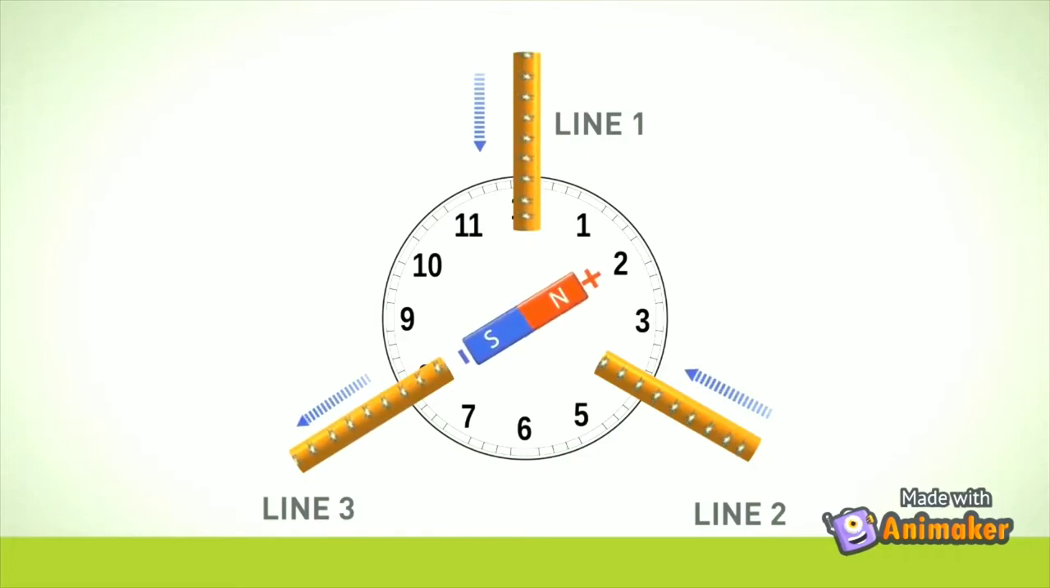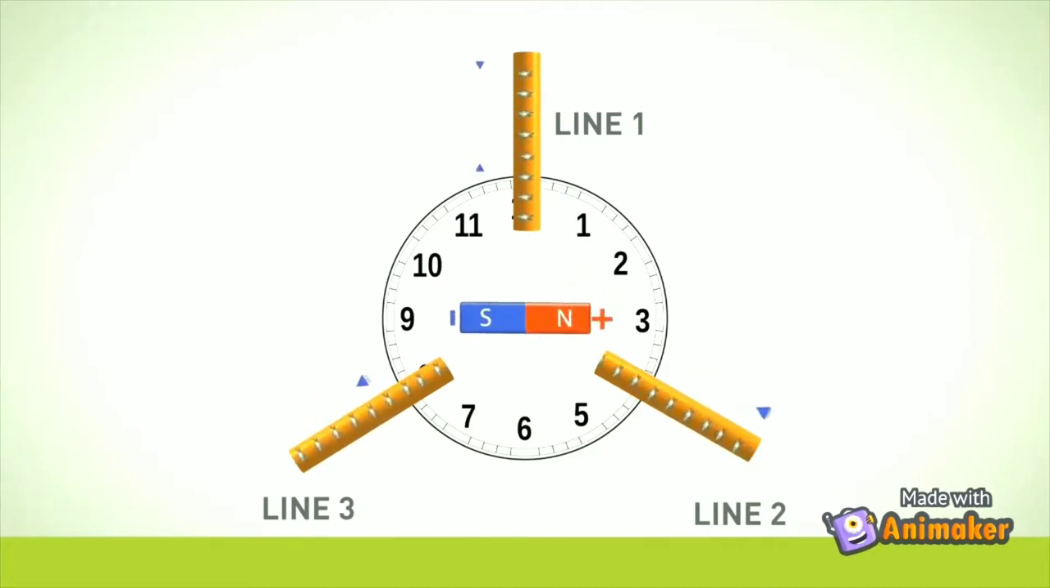Next, when the magnet's north pole faces 2 o'clock, then line 1 and line 2 are affected by the north pole, where the south pole is directly opposite line 3. So it's now at peak current. At 3 o'clock, the magnet is perpendicular to line 1, so electrons stop moving. But line 2 is affected by the north pole and line 3 is affected by the south pole. So the current is flowing in line 2 and line 3.